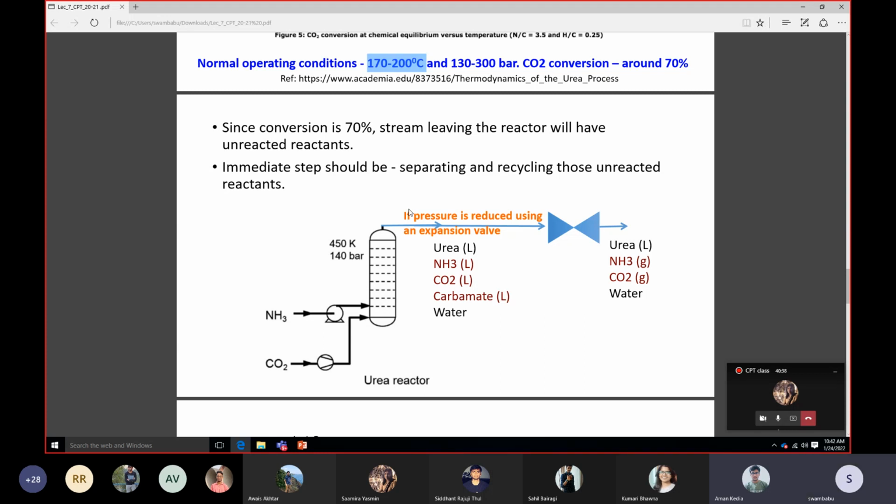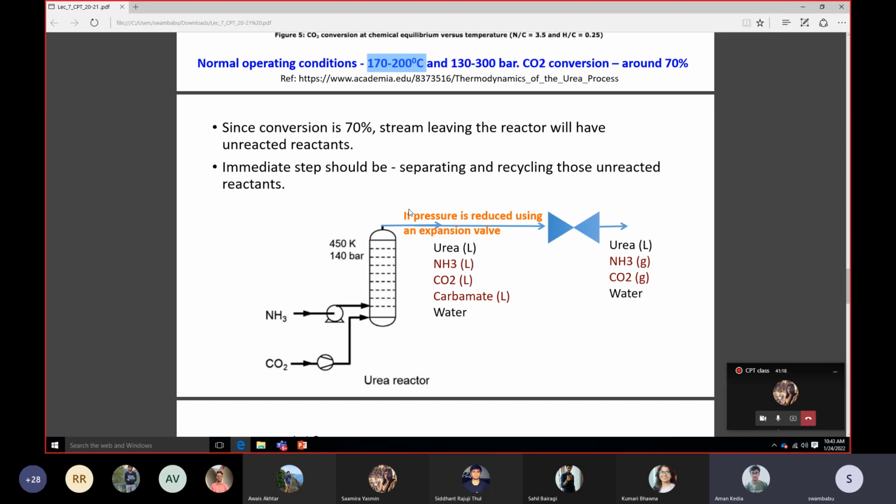Now here, what are the conditions? These are high pressure reactors, right? So when you use high pressure and need intermediate cooling, of PFR and CSTR, which is more preferred? PFR is more preferred. One more condition is also required: PFR is preferred where we don't need external mechanical stirring.